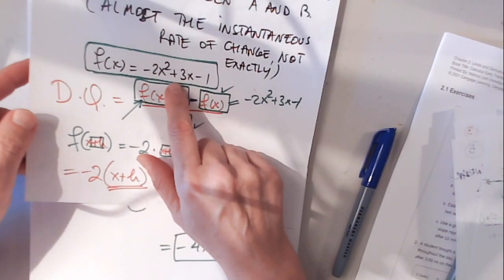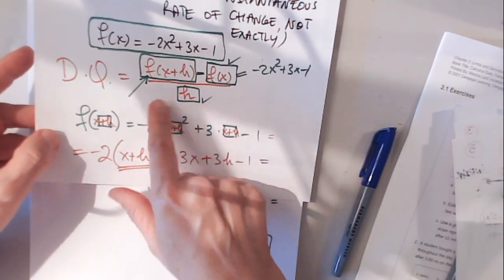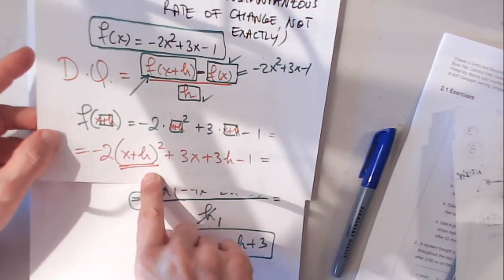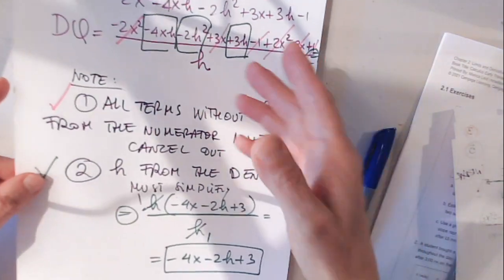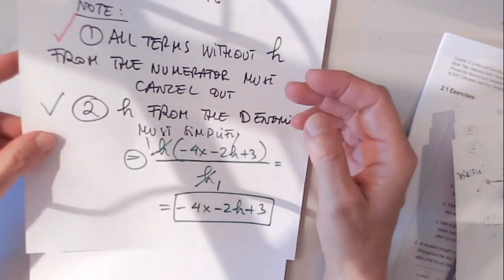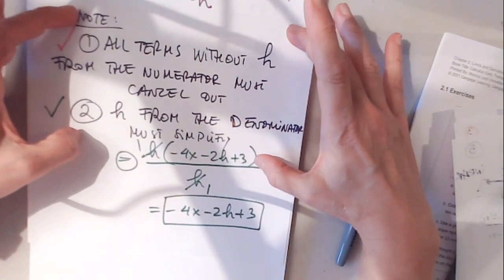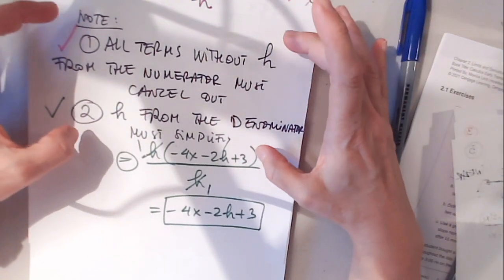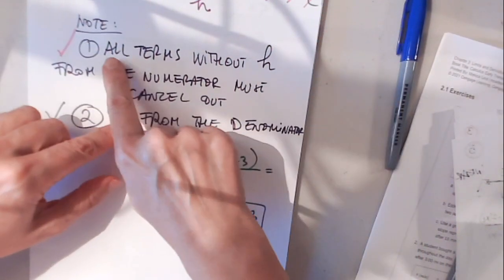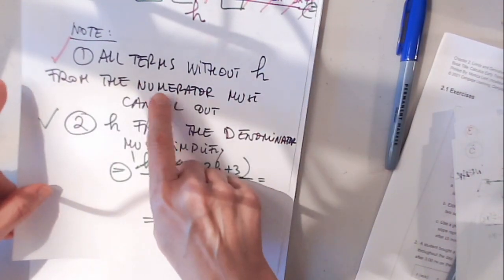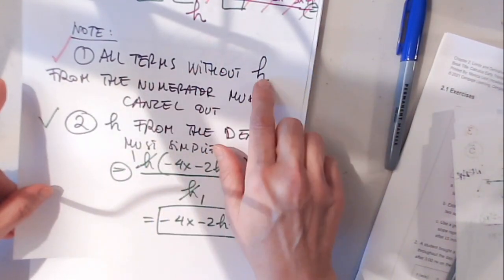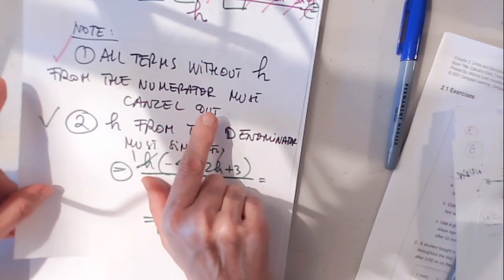We picked a function, or we were given a function, and we determined the difference quotient. We put all the 3 pieces together, and then we evaluated and simplified the difference quotient. 2 things are mandatory to happen every time we determine the difference quotient. Mandatory: all terms from the numerator without h must cancel out.